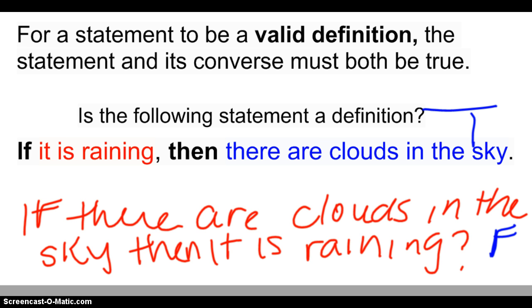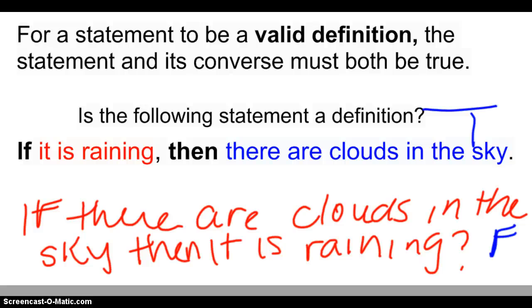Here's another example. If I have Miss Richards, then I have geometry. That's a true statement because the only subject I teach is geometry. But if I say, if I have geometry, then I have Miss Richards, that makes it a false statement. So the definition of me is not just geometry, or the definition of geometry is not me.